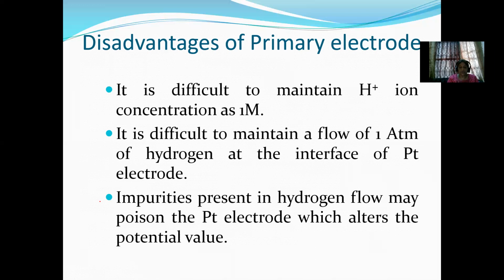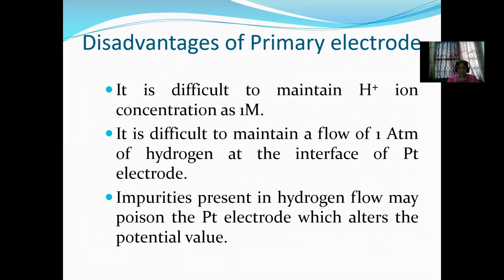Okay, and then sometimes we won't get pure hydrogen gas. It contains various kinds of impurities, like maybe it is mixed with H2S gas or any kind of sulfur impurities. So these impurities may poison the platinum electrode. Poisoning the platinum electrode means they may deactivate it, which can alter its potential value. So when there is poisoning of the electrode and you are using this standard hydrogen electrode for measuring the electrode potential of any other electrode, you may not get an accurate result.